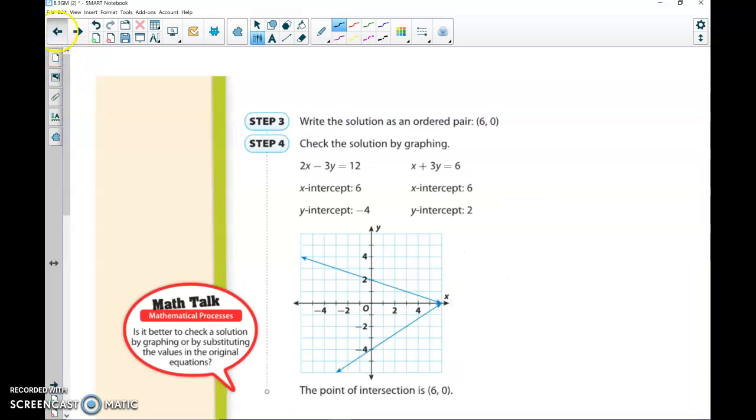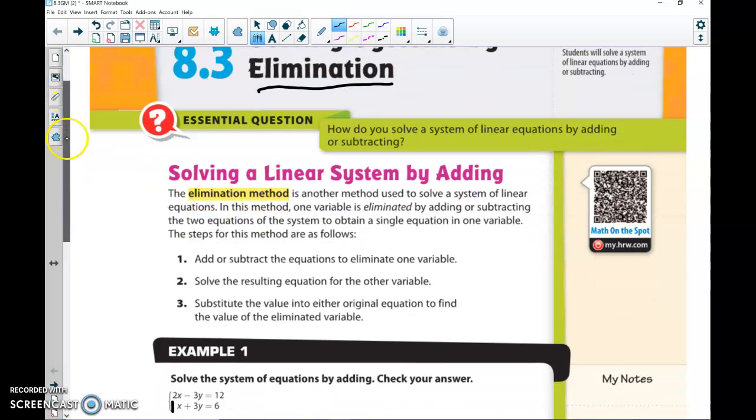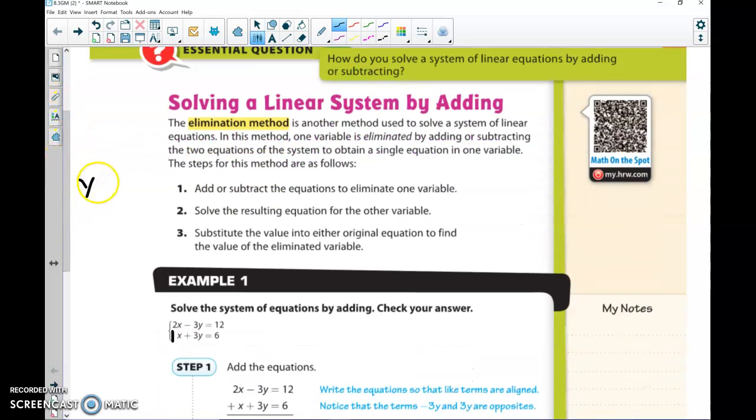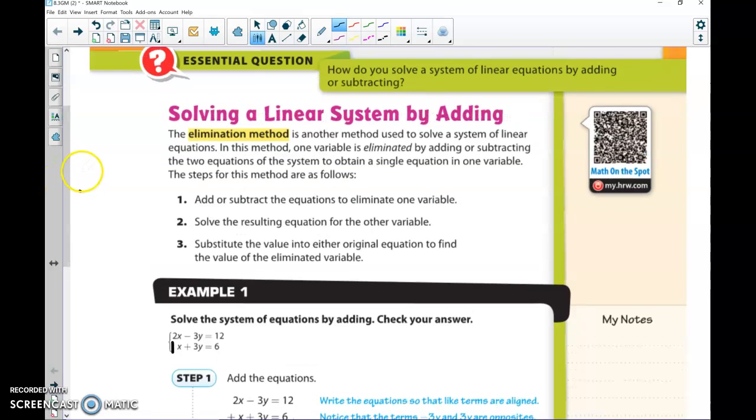So this kind of looks the most difficult because, when we did graphing, both of them said y equals for graphing. We've seen that before. When we did substitution, one of them said x equals or y equals. Here, none of them say x equals or y equals. So it looks the scariest, but in all honesty, it's probably the easiest.